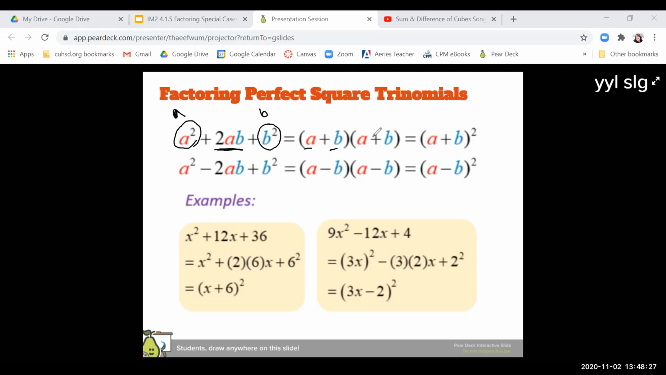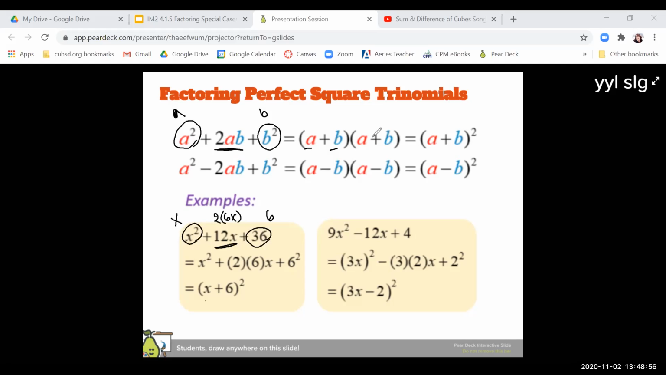Okay, so let's look at this in terms of actual numbers in an example. In this first example below, do you see how we have x squared here? The square root of that is x. We have 36 here. The square root of that is 6. And then if we were to multiply those together, we would get 6 times x, and then we would have to double that to get the middle term. Do you see how 2 times 6x would make the middle term? So this is how to tell that the pattern is happening.